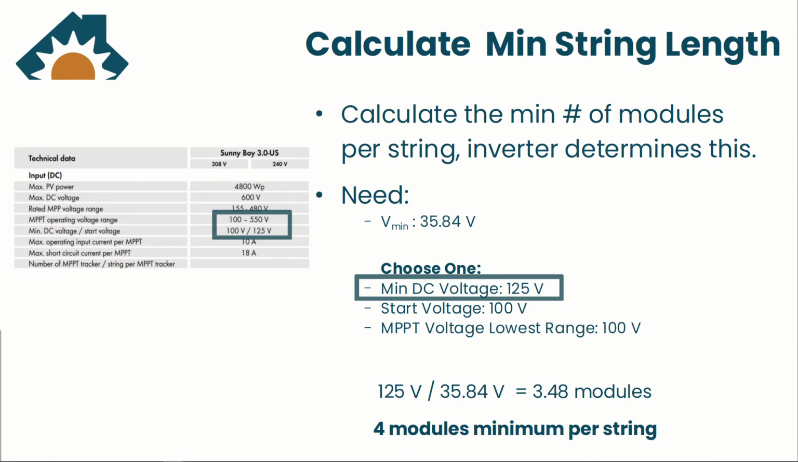So we simply figure out how many modules minimum we need by taking this 125 volts and dividing it by our minimum voltage we calculated. And we get 3.48 modules. Now you know we can't have 0.48 modules. So we need to round this up to 4 modules minimum per string so that you meet the inverter's startup voltage or MPPT voltage, whatever you decide. And you're within the inverter's MPPT range in the warmest days.